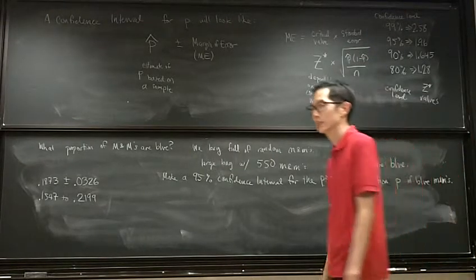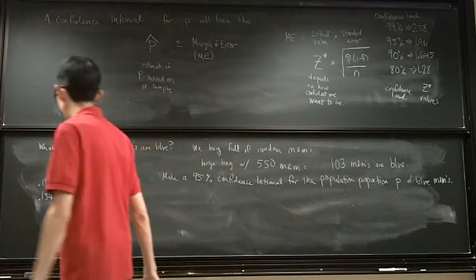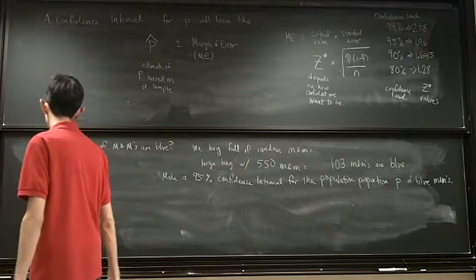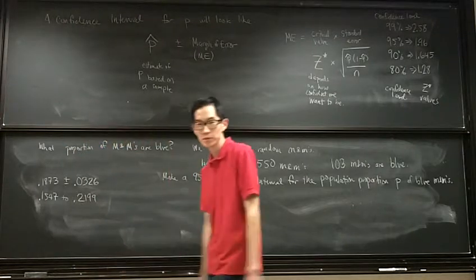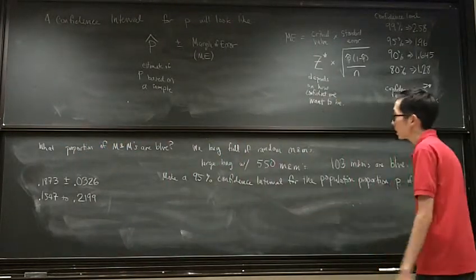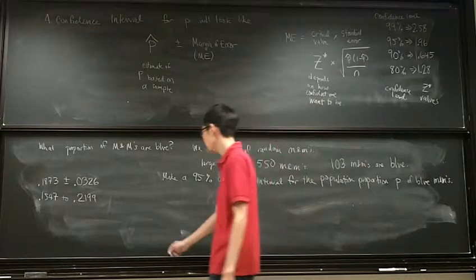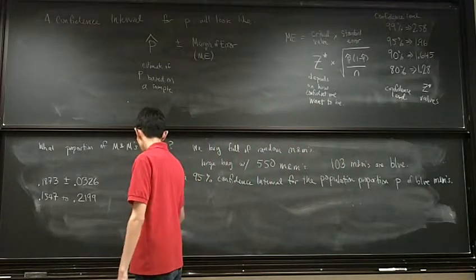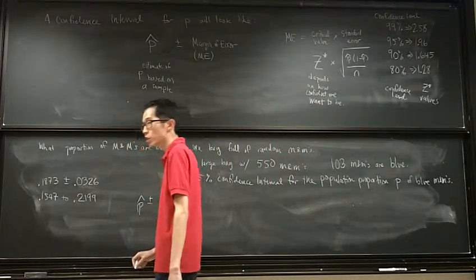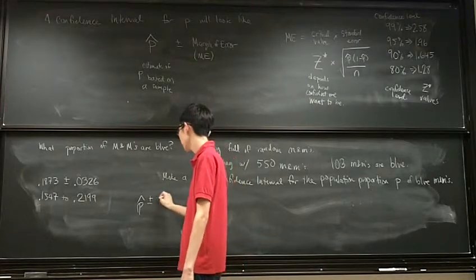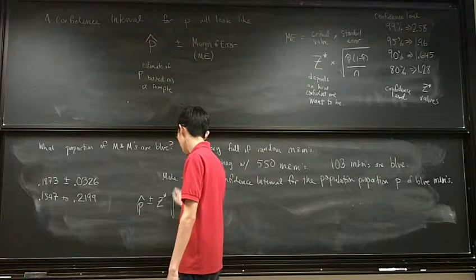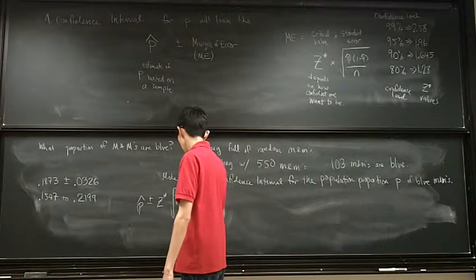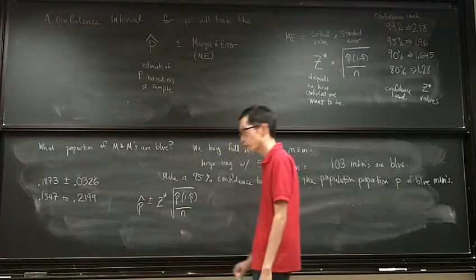Eric? I think it's 0.1547. 0.1873 minus 0.0326. Okay, we'll go through this. Our confidence interval is going to be p hat plus or minus our margin of error. What's our margin of error? It's our critical value z star times the standard error, which is the square root of p hat times 1 minus p hat over n.